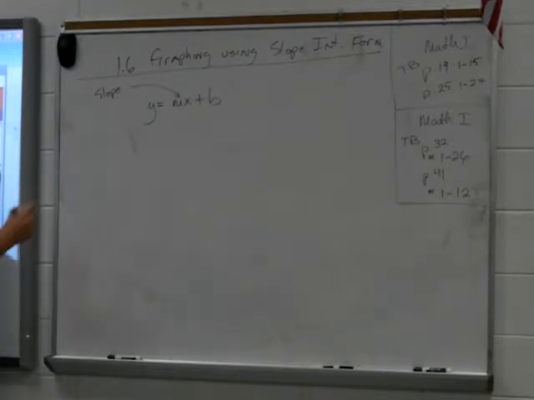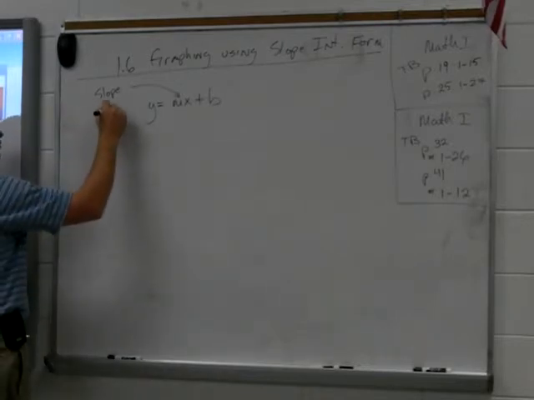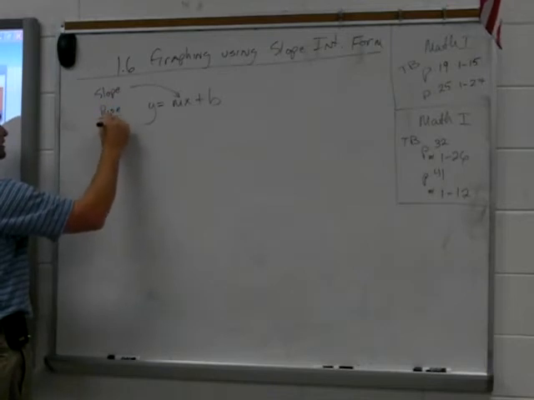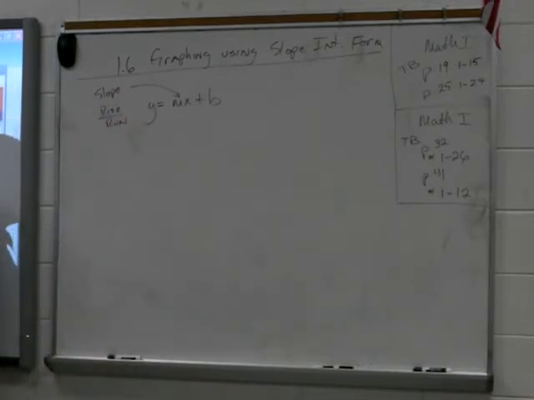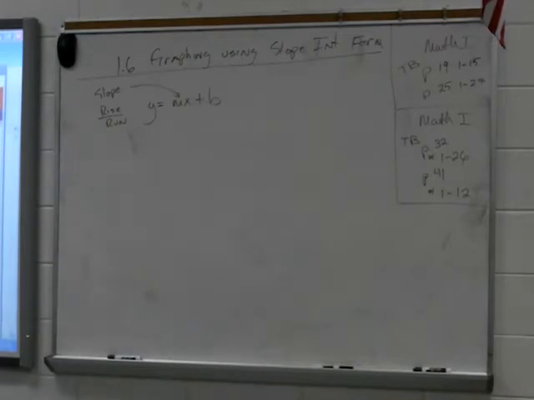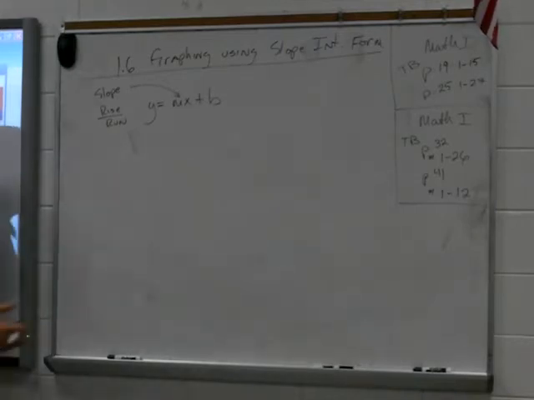The saying that we always say with slope is always rise over run. Write that down. M is the number in front of the X. It's attached to the X. It is always rise over run. It can be positive or it can be negative.